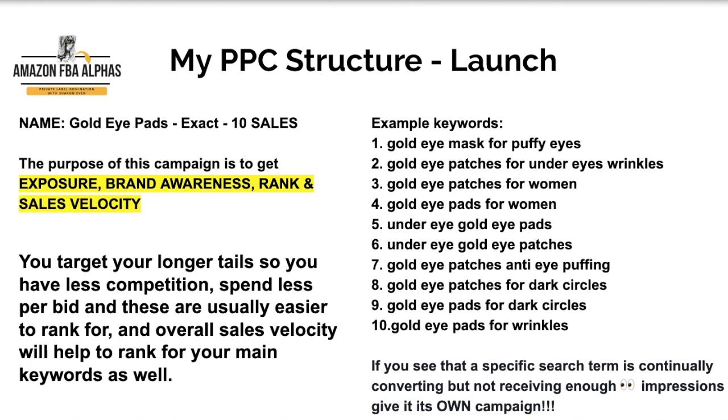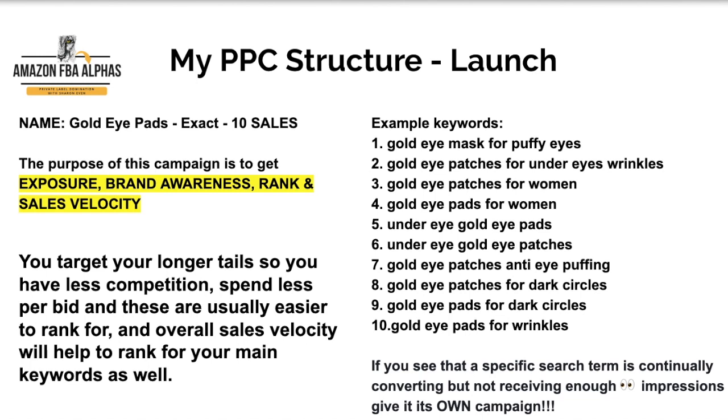Okay, so my next campaign is also an exact campaign, and this one has 10 keywords in it. So I'll call it Gold Eye Pads Exact 10 Sales or something along those lines. You can call it whatever you want, but just make sure that you name it by the relevancy to it. So if it's an exact campaign that you're going to have only 10 keywords that you're going to target, then call it 10. The purpose of this campaign is to get exposure, brand awareness, and to rank, and sales velocity. So this campaign has a lot of different purposes.